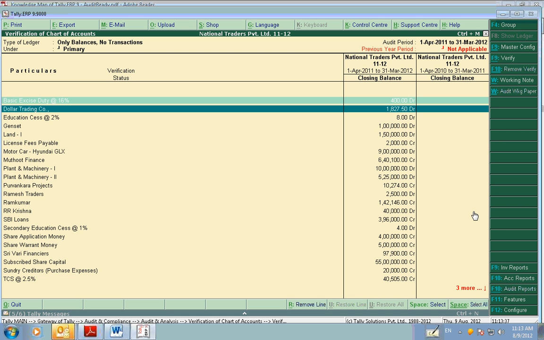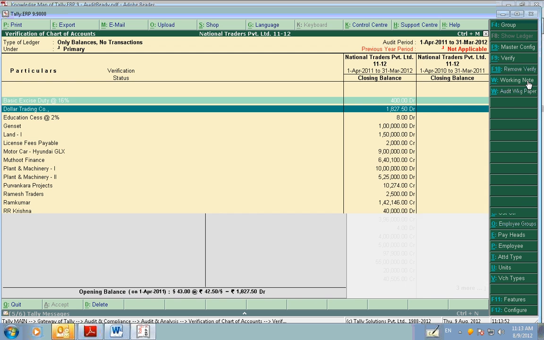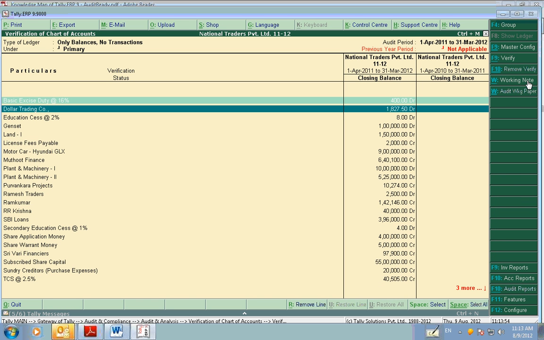Similarly, you can add a working note as and when you do the process of verification and audit. So always drilling down to the entry, it will take us to the transaction level, and accordingly the owner can check those, right? So these are the key areas we have given.